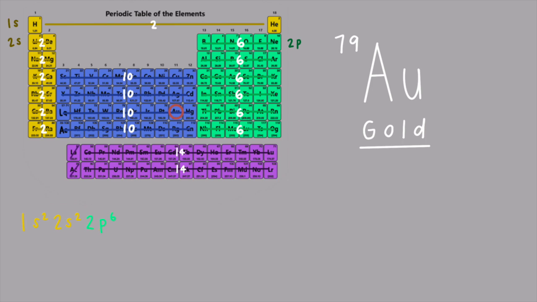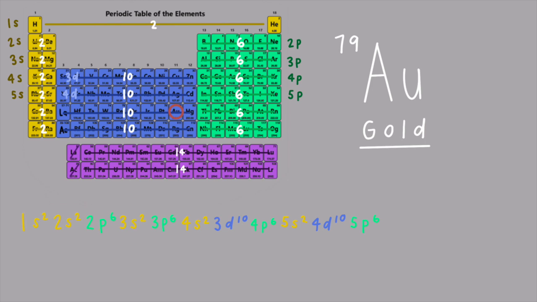2s2, 2p6 is the second line. 3s2, 3p6 is the third line. The fourth line should be 4s2, 3d10, 4p6. You keep going until you reach gold. So the fifth line is 5s2, 4d10, 5p6.